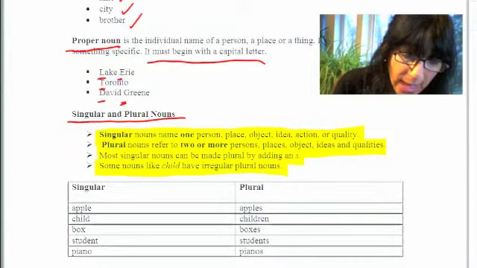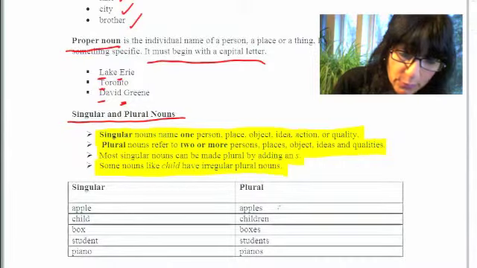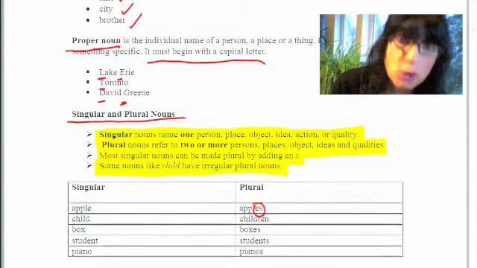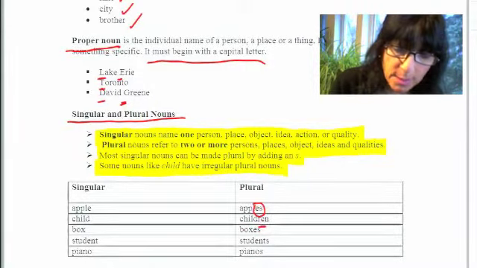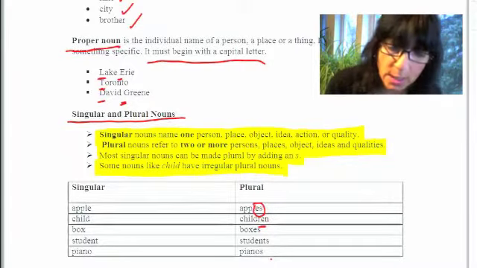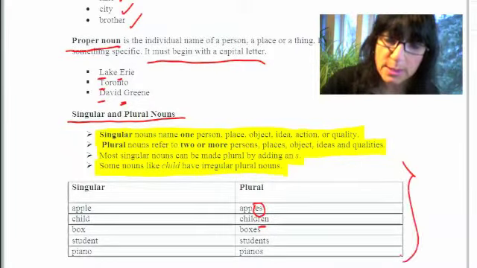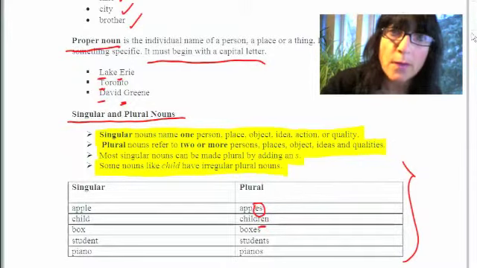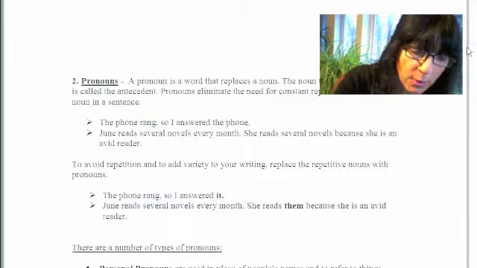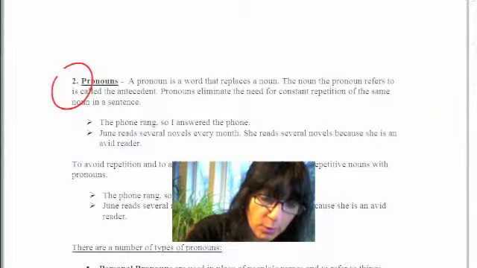The first one is apple would be the singular. To make the plural, you just add the S, apples. Child is an irregular noun. The plural of child is children. You would add the REN. Box, the plural is boxes. You add an ES. Student is students. Add the S. And piano is pianos. So there are different rules, which we'll discuss at a later date, to explain how to turn the singular noun into a plural noun. The second part of speech I want to look at is called pronouns.